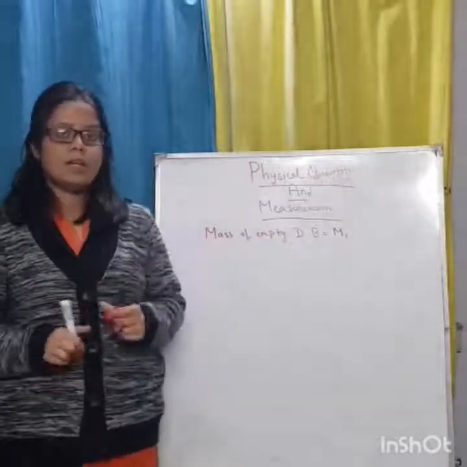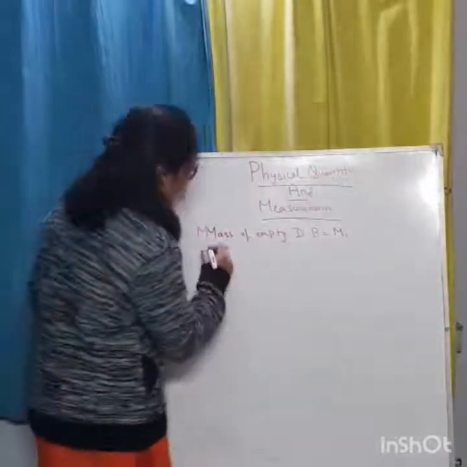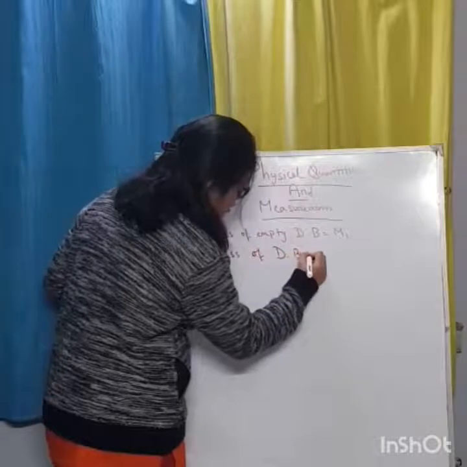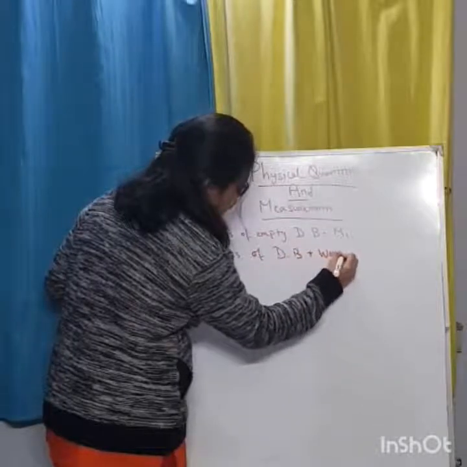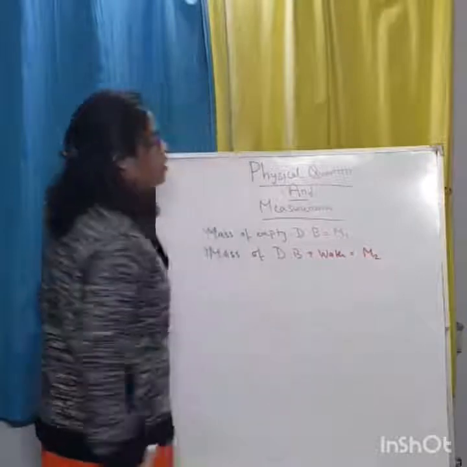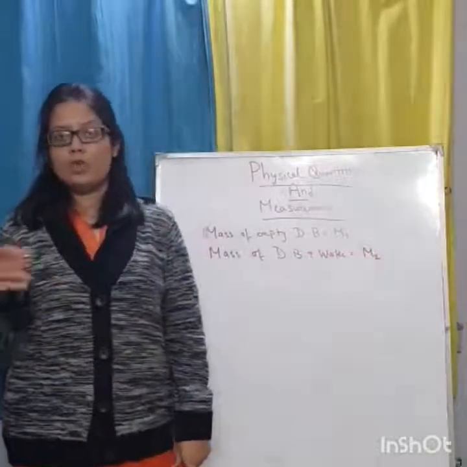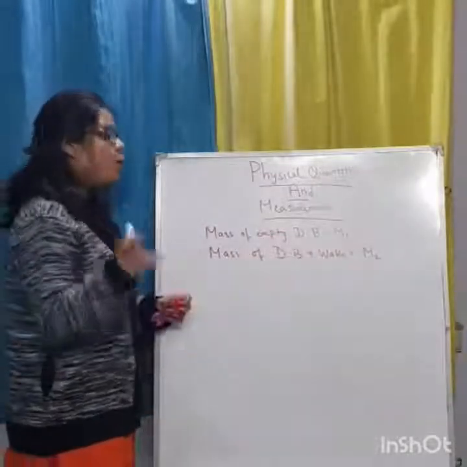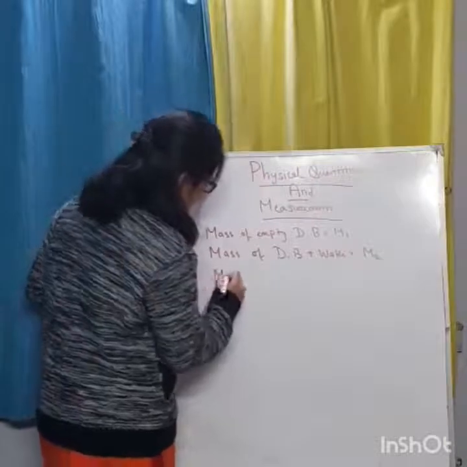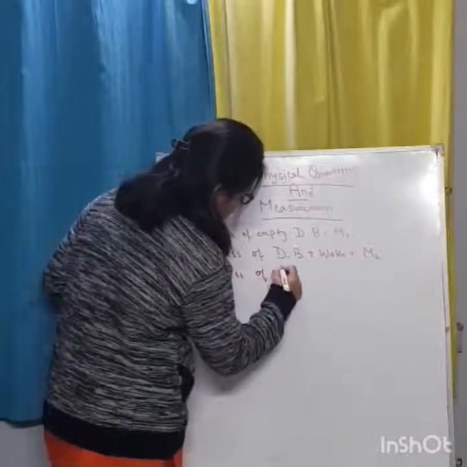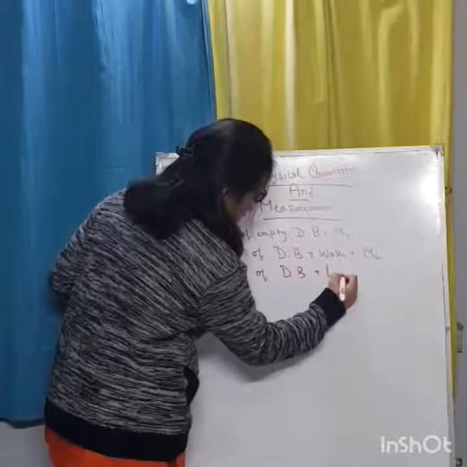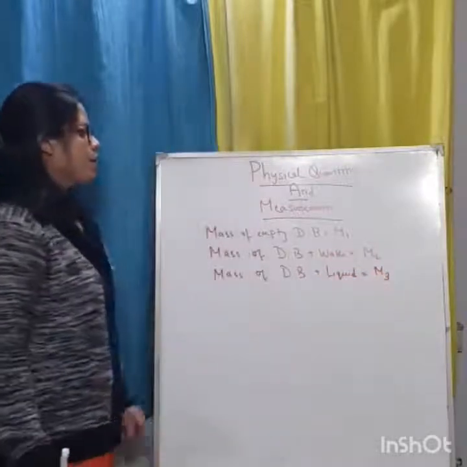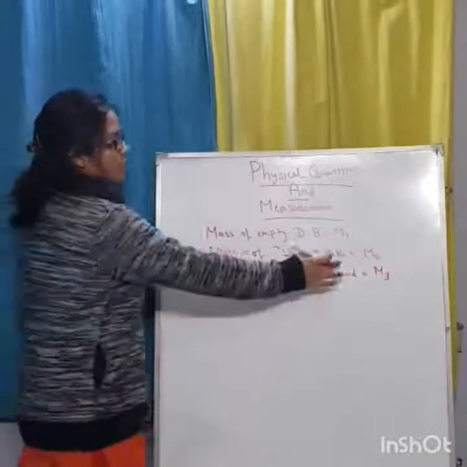You fill it completely with water. Now again you measure the mass of the density bottle plus water. So mass of density bottle plus water now will be equal to M2. Next, you take the liquid of which you want to find the density and you fill it inside the density bottle to the fullest extent, and you again measure the mass. So mass of density bottle plus liquid, that is M3.